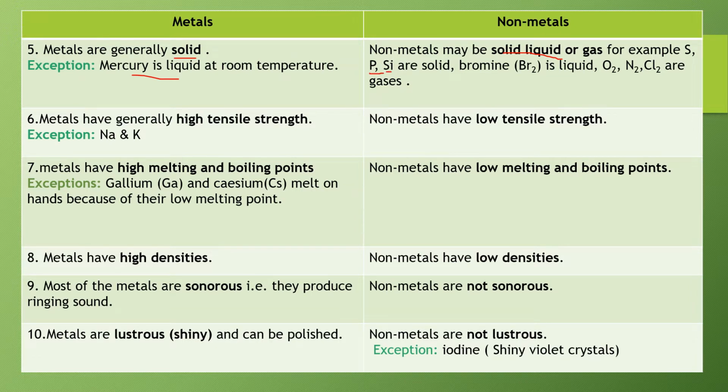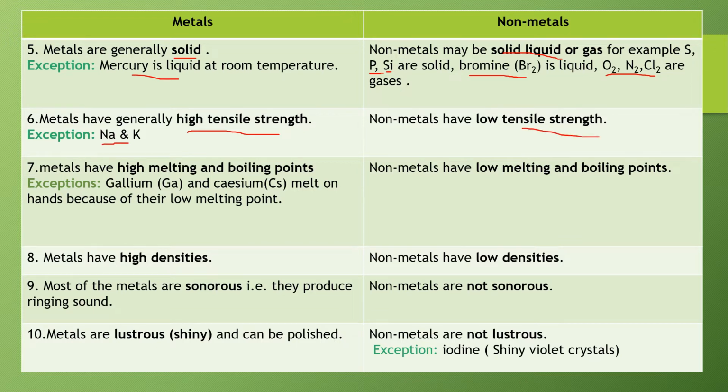Now the only liquid non-metal is bromine, and the gaseous non-metals are oxygen, nitrogen, chlorine, etc. Now the next property is metals have high tensile strength. Now what is tensile strength? The weight holding capacity without breaking. This is called tensile strength. So metals have high tensile strength. Non-metals have low tensile strength.